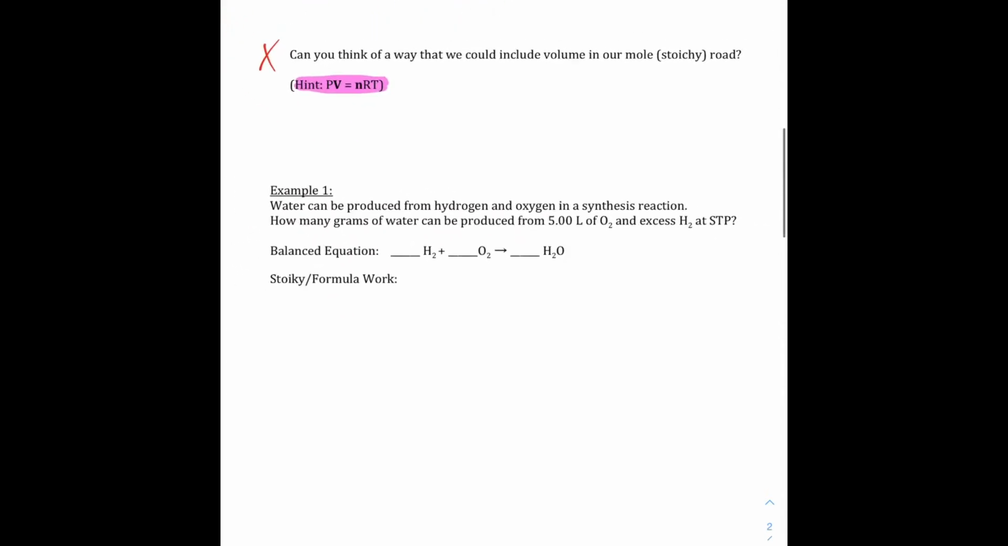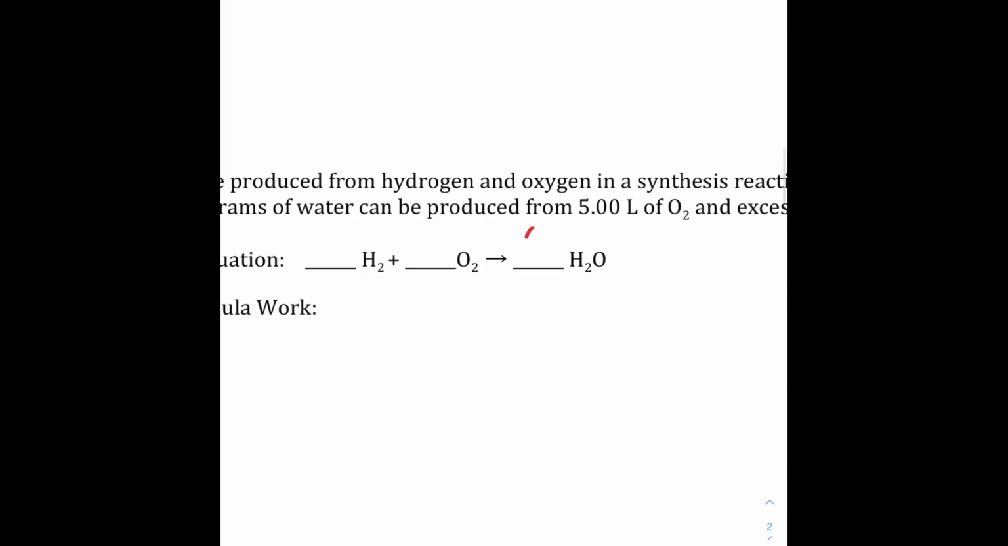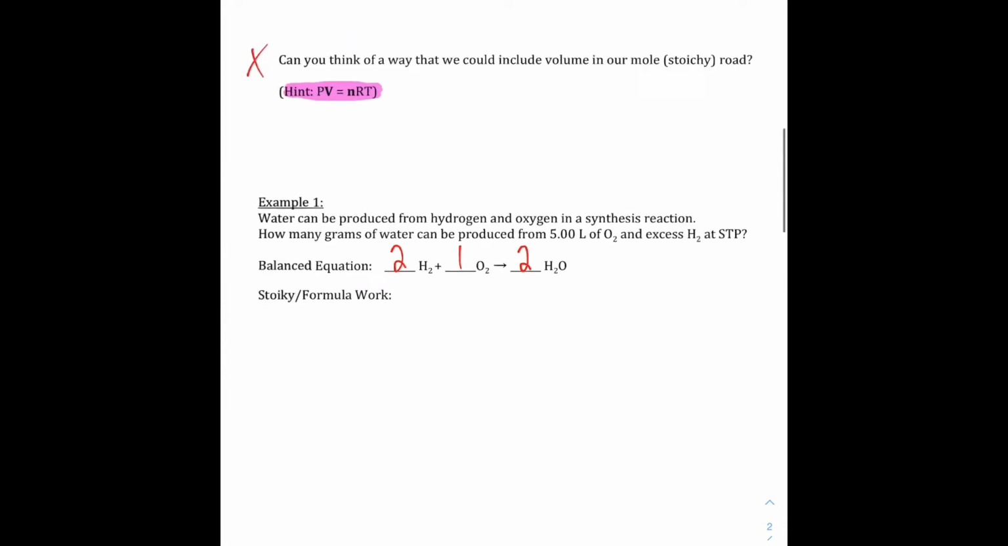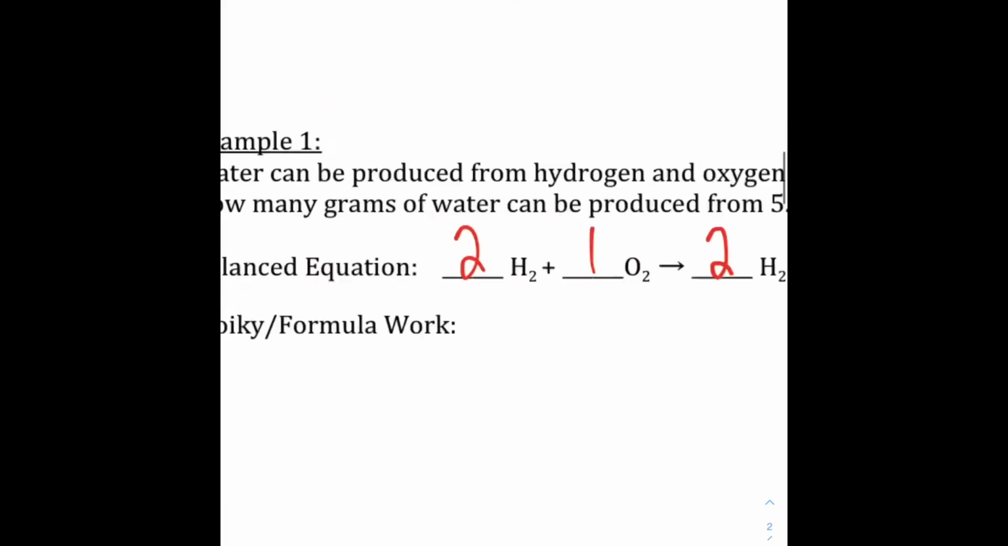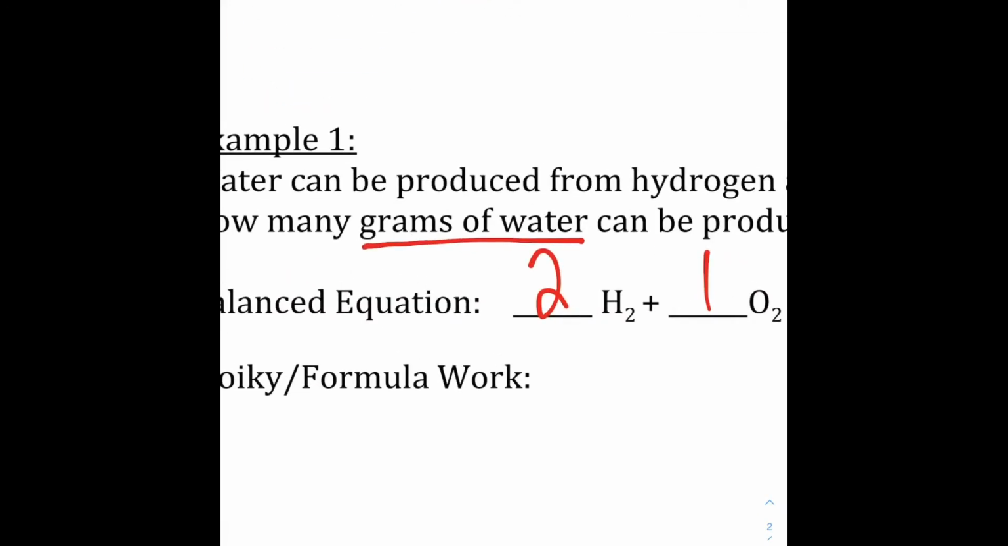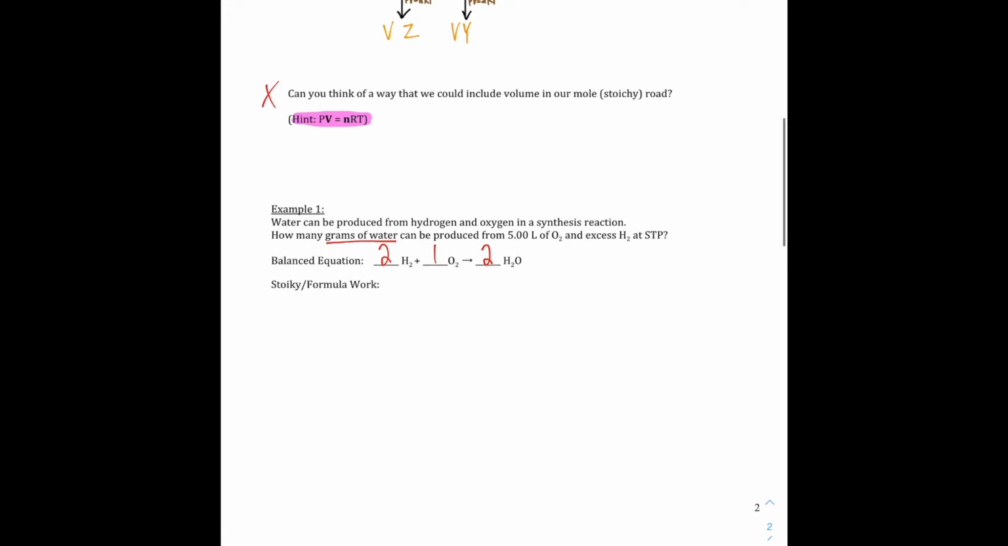Example 1. Water can be produced from hydrogen and oxygen in a synthesis reaction. We've got a balanced reaction here. I'm just going to balance this out quick. You can pause the video and do this yourself if you'd like. I'm going to keep going here. We have 2 oxygens on the reactant side, so now we have 2 oxygens on the product side. We have 2 times 2 is 4 hydrogens on the product side. That's 2 times 2 hydrogens on the reactant side. Now we're balanced. How many grams of water, so that's what we're trying to convert to, can be produced from 5 liters of oxygen and excess hydrogen?